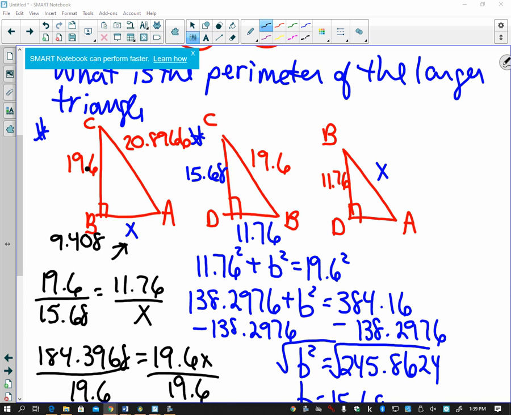What did we say, the 20.89? Let's call it 20.9. 20.9 plus 19.6 plus 9.4 is 49.9. Yeah, we're wrong.